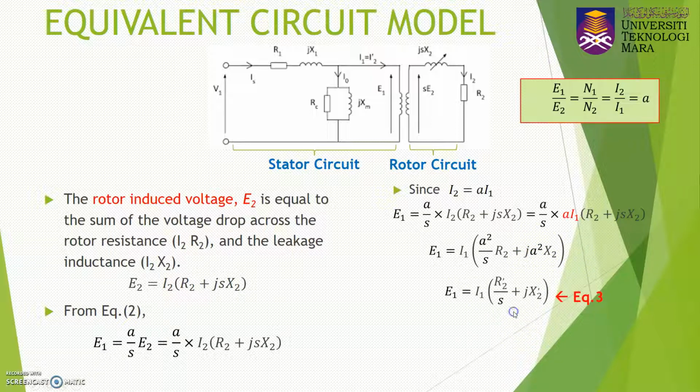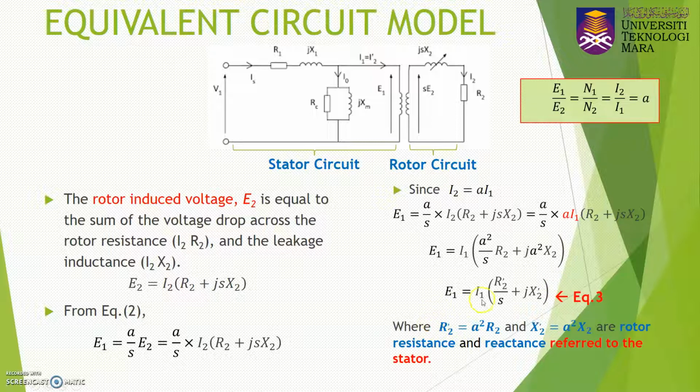Then we can rewrite our equation so that we have E1 equal to I1 times R2 prime divided by S plus JX2 prime, where R2 prime is equal to A squared R2 and X2 prime is equal to A squared X2. Both R2 prime and X2 prime are considered as the rotor resistance and rotor reactance referred to the stator side.